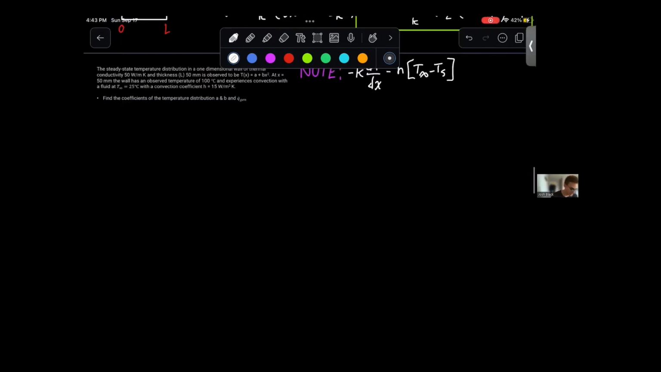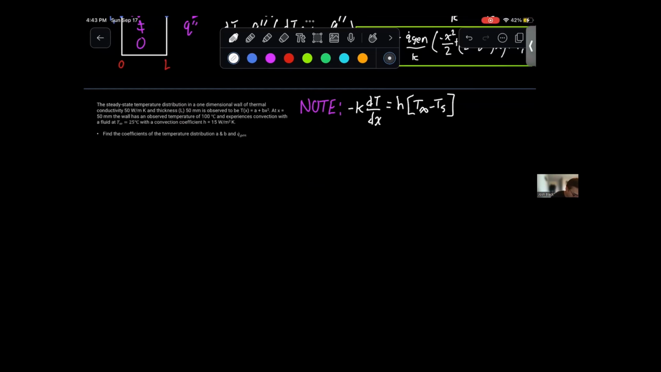All right, so let's read this practice question. The steady state temperature distribution in a one-dimensional wall of thermal conductivity 50 watts per meter Kelvin and thickness L equal to 50 millimeters is observed to be T of x equals a quadratic function. At x equal to 50 millimeters, the wall has an observed temperature of 100 degrees C and experiences convection with the fluid at T infinity equals 25 degrees C with a convection coefficient of h equal to 15 watts per meter Kelvin. Find A and B as well as Q gen.